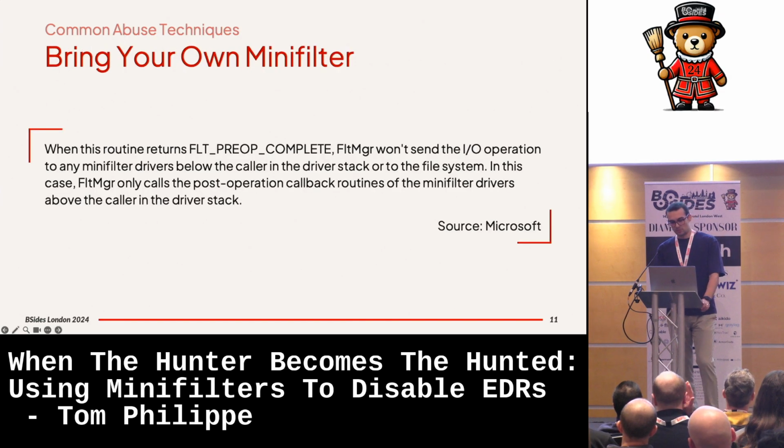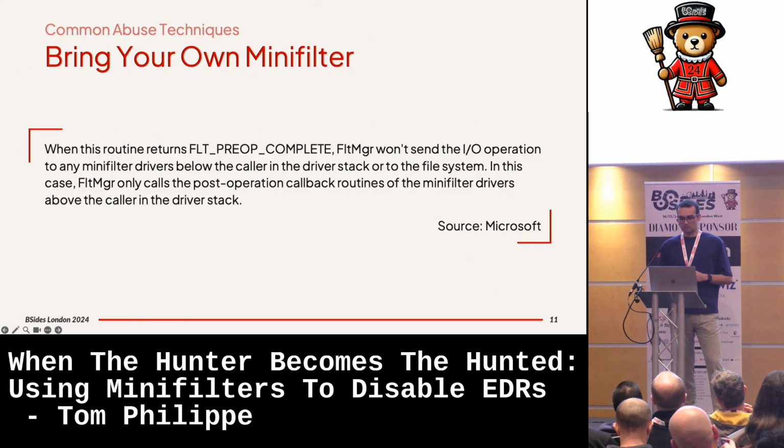Next attack is a bit more interesting, which is bring your own minifilter. So what you see on the screen here is the textbook official Microsoft documentation, which is sort of giving us a roadmap on minifilter evasion with the FLT_PREOP_COMPLETE value. So what it's telling us is, if we return the specific value during one of those pre-operation callbacks, none of the minifilters below will be executed for that processed event.